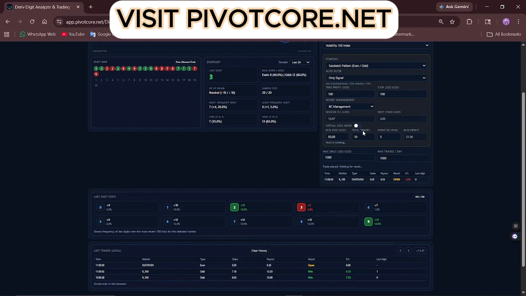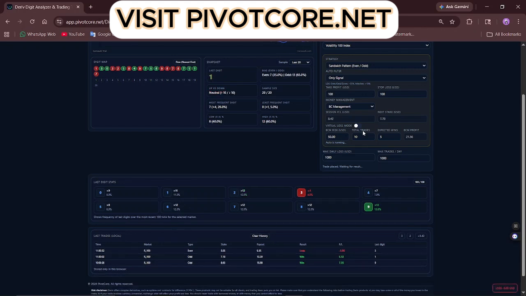As you watch the trades unfold, notice how the platform handles each contract. By planning for 5 wins out of 10 trades, we're focusing on consistency over luck. This platform gives you the tools to analyze the market trends and let the automation do the heavy lifting. It's about trading smarter, not harder.